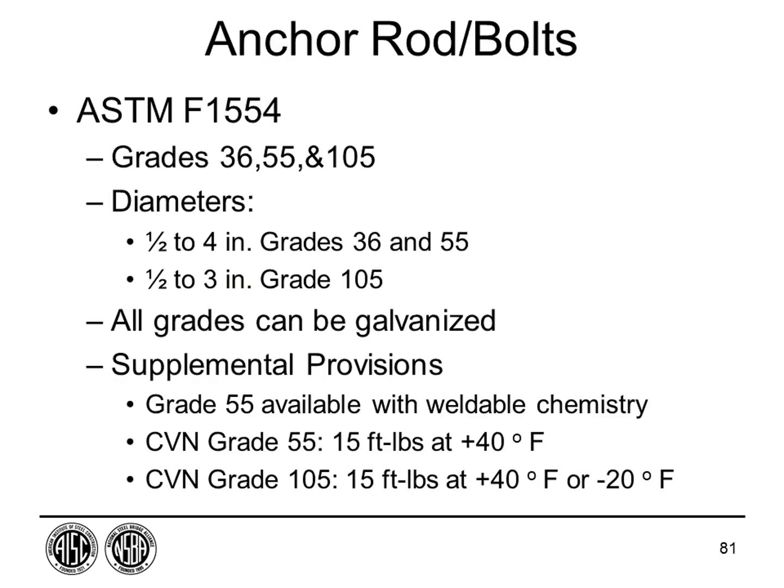Now let's just talk about anchor rods and bolts. There's an ASTM specification 1554, and it carries grade 55 or grade 36 to grade 105. Essentially, it goes up to 3 inches for the 105, up to 4 inches for the lower strength. All of these grades can be galvanized.